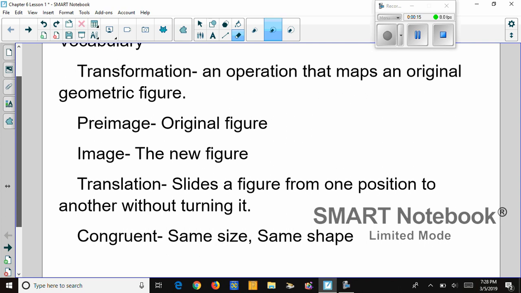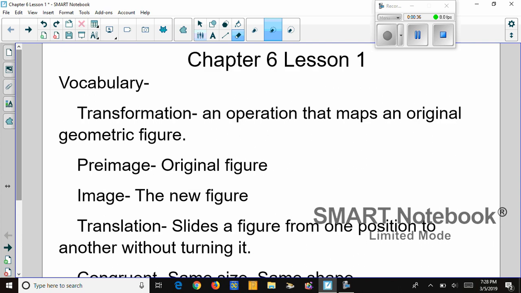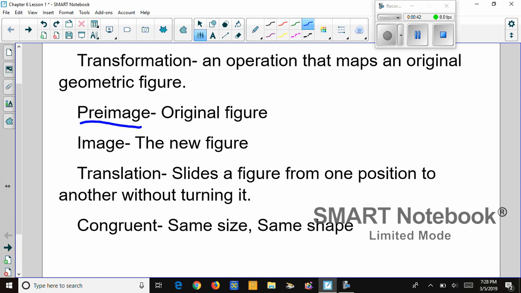So we're talking about transformations, which are operations that allow us to map an original image to a new image. That new image will be found by sliding things, flipping them, rotating them, shrinking them, or making them grow. They come in two parts. We have our pre-image, which is always the original. It's where we start. It's what's given to you. And then we have the image, which is what we have when we are completely done.